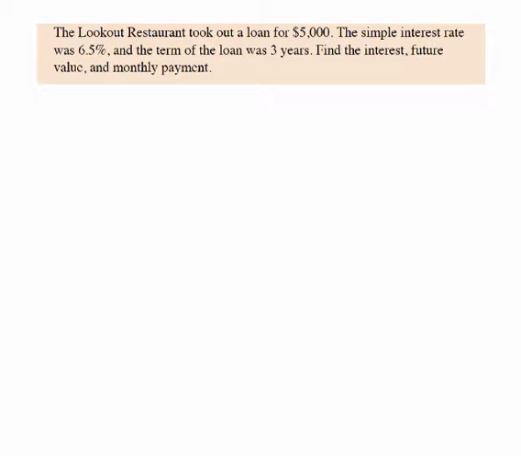Here we have another loan question, which I recognize just by beginning to read the question where it says a restaurant took out a loan. So I automatically go into the mode of writing down the information they're giving me about that loan and then figuring out what exactly I need to do with that information. So first I'm told that the loan was taken out for $5,000. There's my principal value. P equals 5,000.